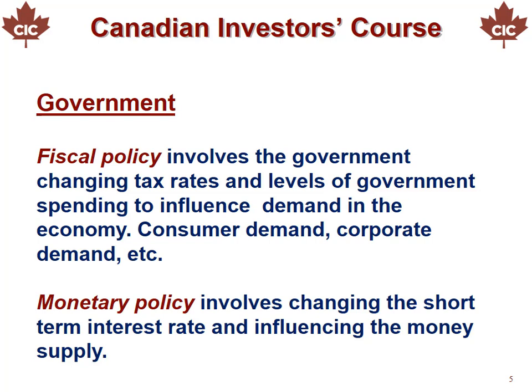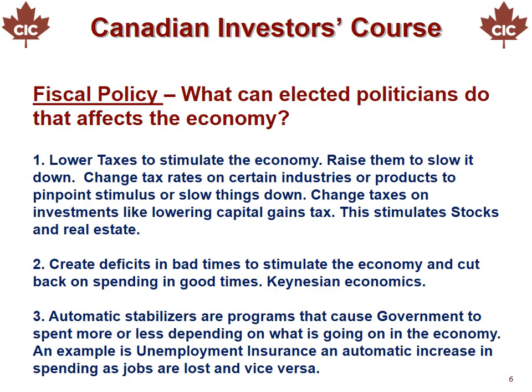First of all, what can the government do? Well, the government controls fiscal and monetary policy. Fiscal policy involves the government changing tax rates and levels of government spending to influence the demand on the economy. Monetary policy involves changing short-term interest rates and influencing money supply. So, fiscal policy. What can elected politicians do?